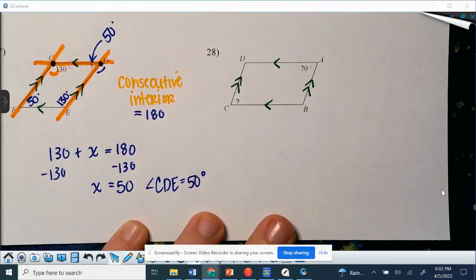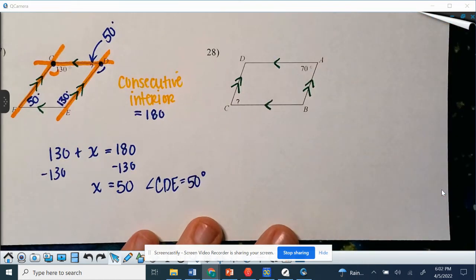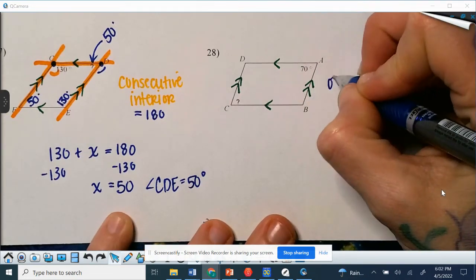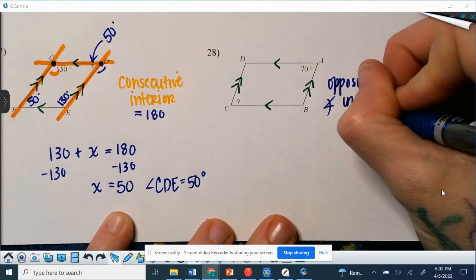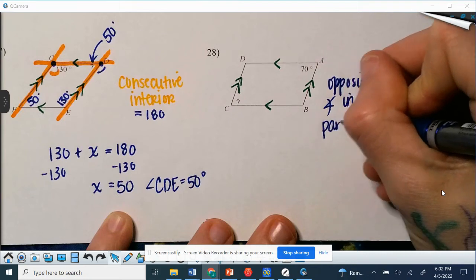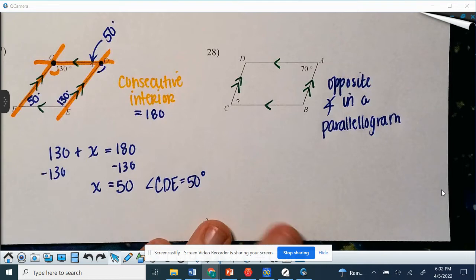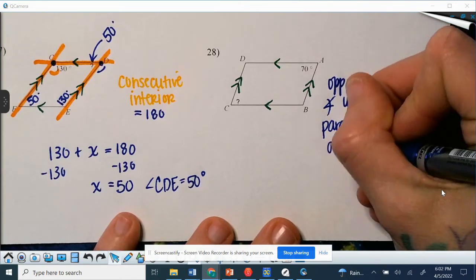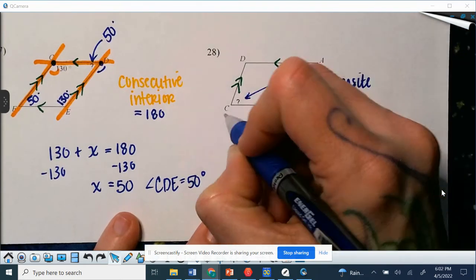So again, if you remember what I just said, parallelogram, this one's not going to do lines cut by a transversal very well because they're not on the same side and they're not on one transversal. So in this case, you're remembering that opposite angles in a parallelogram, that just means that both sets of opposite lines or sides are parallel. So opposite angles in a parallelogram are congruent. So because that's 70, I know this is 70.